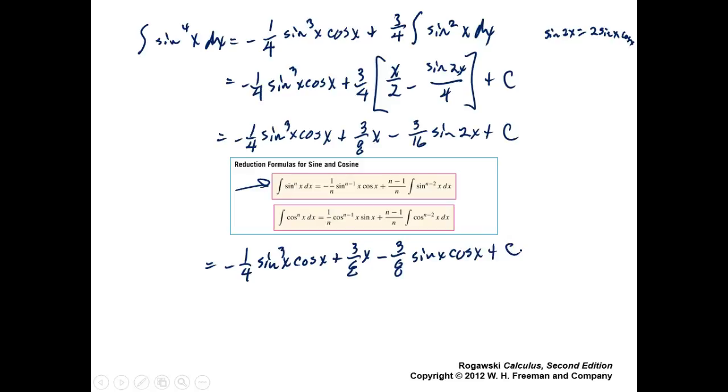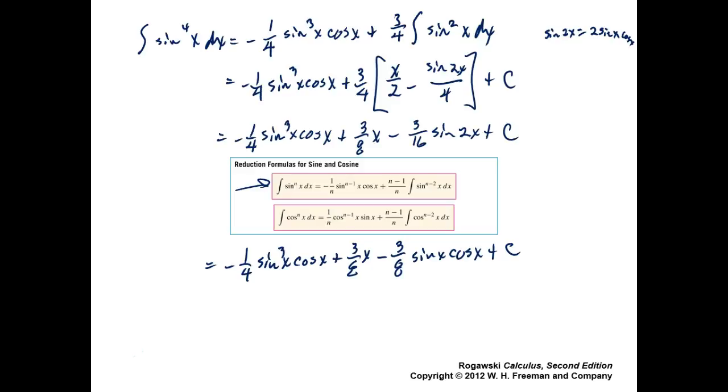c. That is the answer they have here. Not quite in the same order, but close enough. Minus 1/4 sine cubed x cosine x. Then they do the minus 3/8 sine x cosine x. Then they go back and do the plus 3/8 x, and then they do the plus c. So yeah, this gives you the same answer.